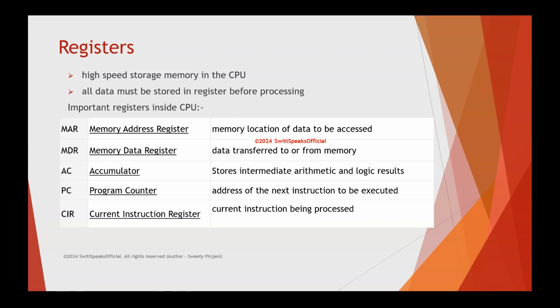Let's revise since this is very important. MAR stands for Memory Address Register. It holds the memory location of the data which needs to be accessed. Then we have the Memory Data Register. Whatever data needs to be transferred to and from memory is inside the MDR. Then we have intermediate results of arithmetic and logic operations, which are stored inside the accumulator. The address of the next instruction to be executed is stored inside the program counter. The current instruction which is being executed is stored inside the CIR, the current instruction register.